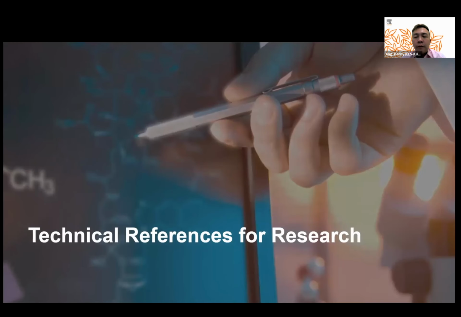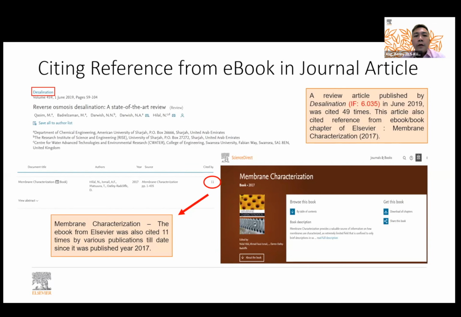The books from Science Direct are not just used for teaching and learning purposes. They also serve as technical references for research. For example, citing references from ebooks in journal articles. A review article published by the journal Desalination in June 2019 was cited 49 times, and this article also cited reference from ebook chapters from Elsevier, from the book called Membrane Characterization.